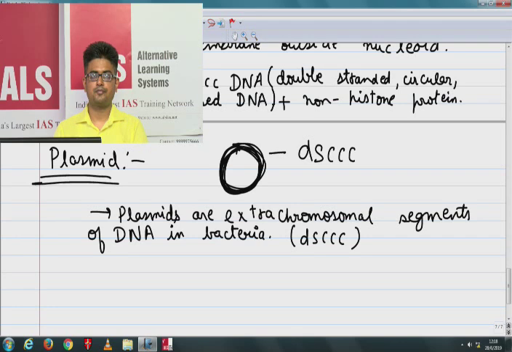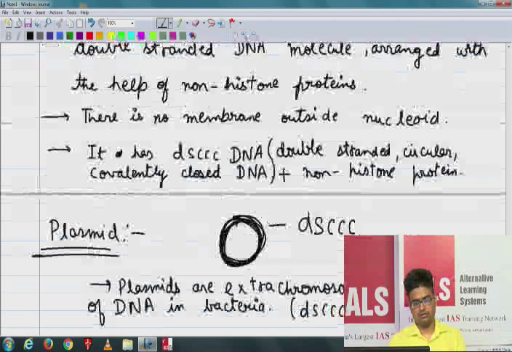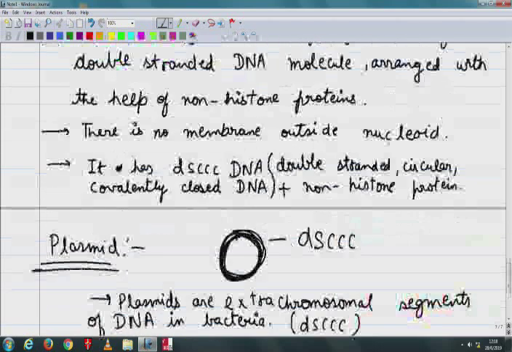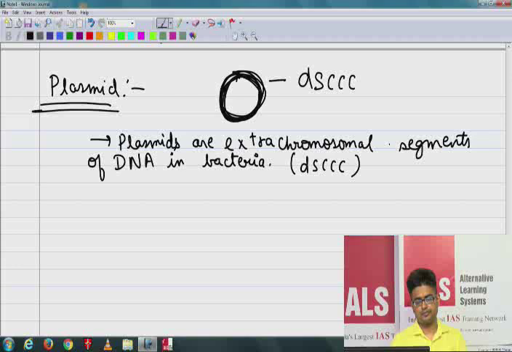Whatever I am drawing here, you will find questions. Plasmid, you will find questions. Cell wall, you will find questions. And nucleoid, you will find questions. A lot of questions. So this is very important for your NEET examination. So this has to be covered. Okay, so this is done now.